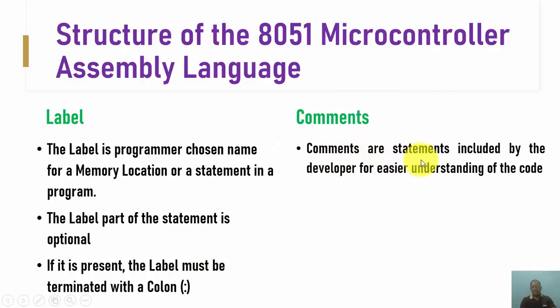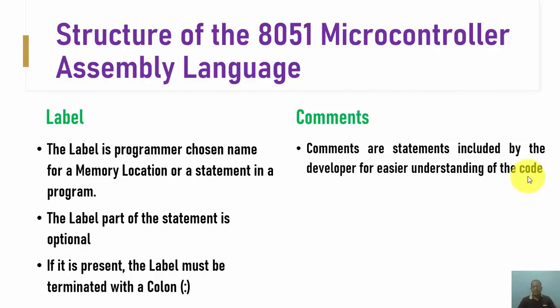Comments are statements included by the developer for easier understanding of the code. Suppose a programmer or developer is writing a code, and when it is given to another person for the purpose of understanding, it is not possible to understand the operation directly through an instruction.